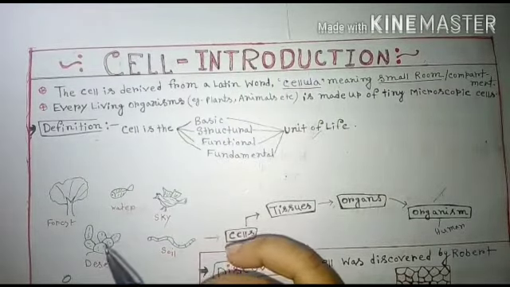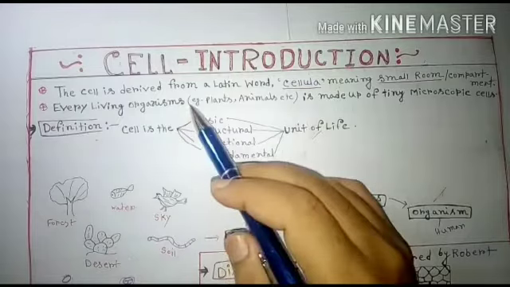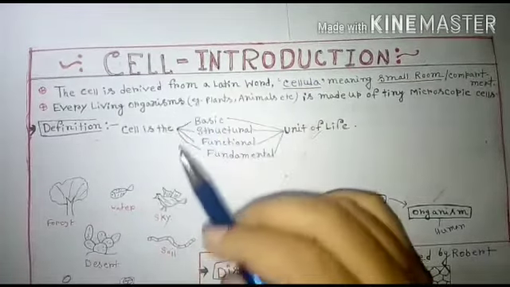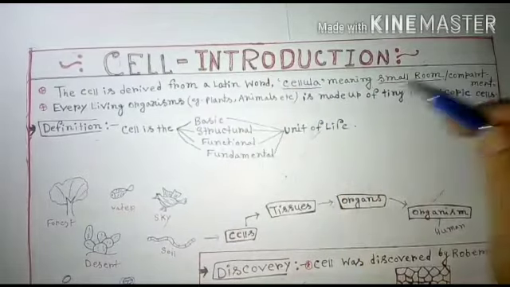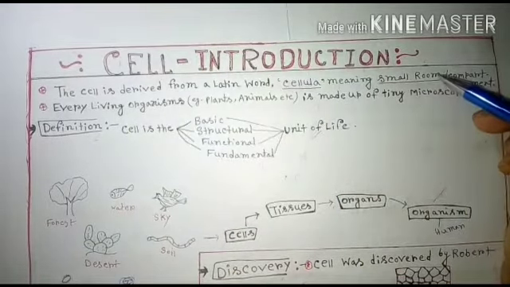So let's start. At first we have to know what a cell is. The word cell comes from a Latin word, cellula, which means small room or compartment.